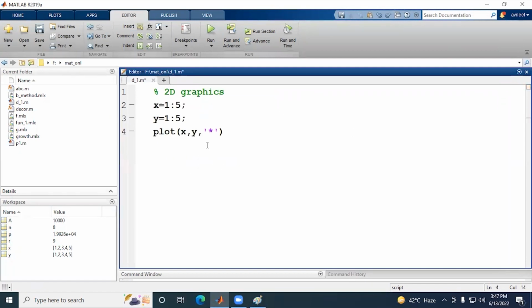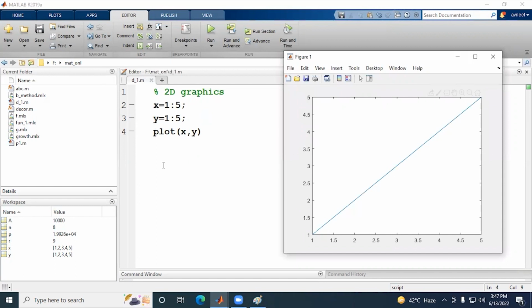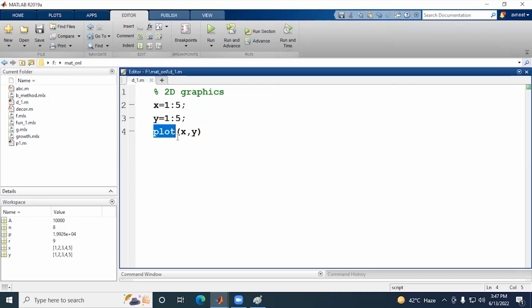Here I did what? I want to mark the points where all these x and y values are coming. If I remove this, it will just join all the points for me.